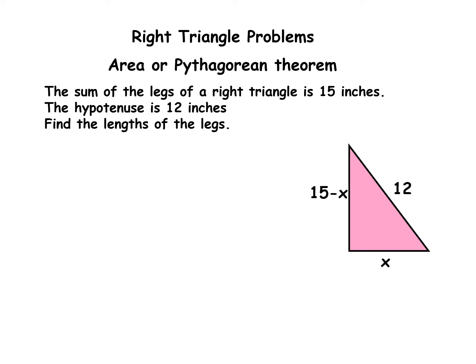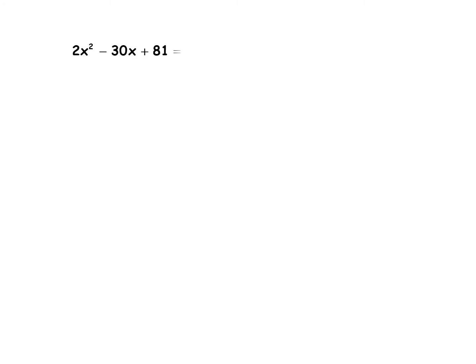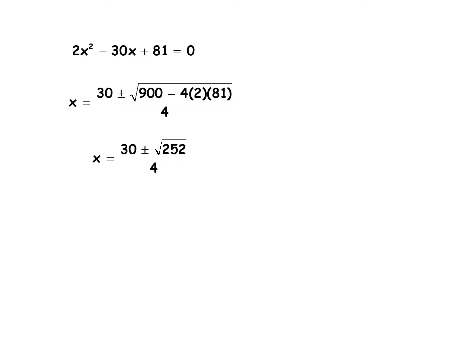And if I call one side X, I can call the other side 15 minus X because I know together that they are going to add up to 15. And remember, these are one variable word problems, so I want to try and stick to one variable. So I'm going to say X is one leg, 15 minus X is the other. I can set up my Pythagorean theorem, expand it all out, combine my like terms, set it equal to 0. And once again, I'm going to either factor it or use the quadratic formula or some other convenient method. In this case, I'm going to use the quadratic formula.